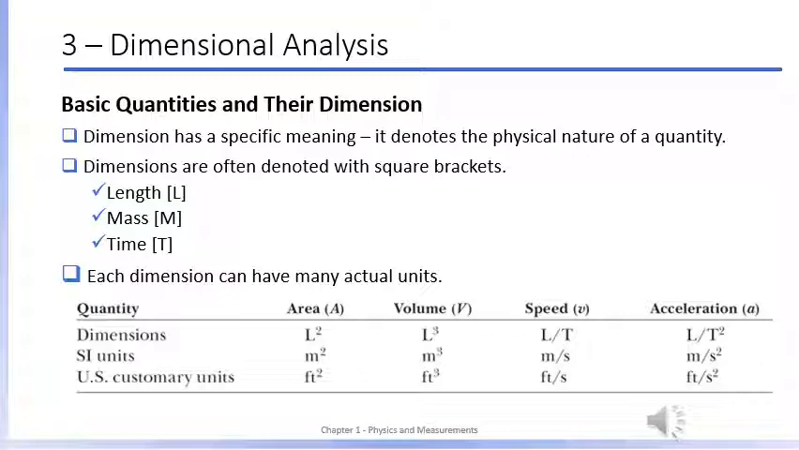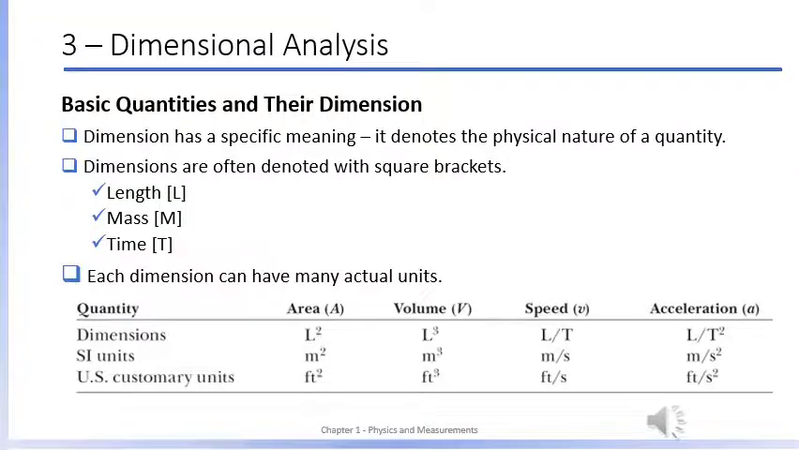Dimension has a specific meaning. It denotes the physical nature of a quantity. Dimensions are often denoted with square brackets. So when we speak about length, it's denoted [L]. Mass is [M], and time is [T]. So the dimensions of length, mass, and time are L, M, and T. We don't give any unit for a dimension. So when you speak about length, the dimension of length is L.